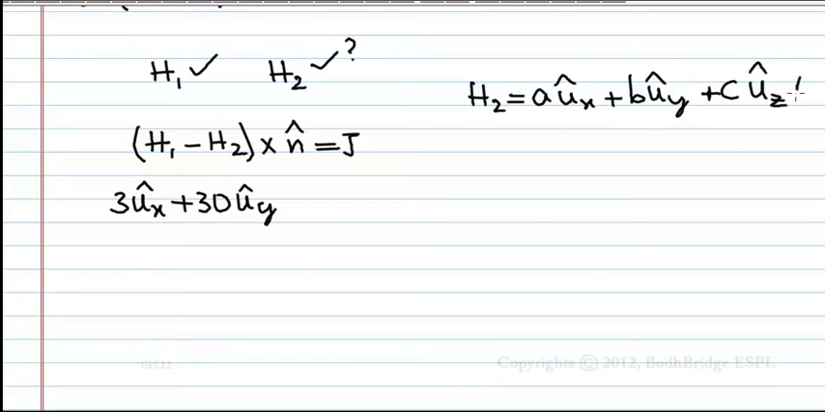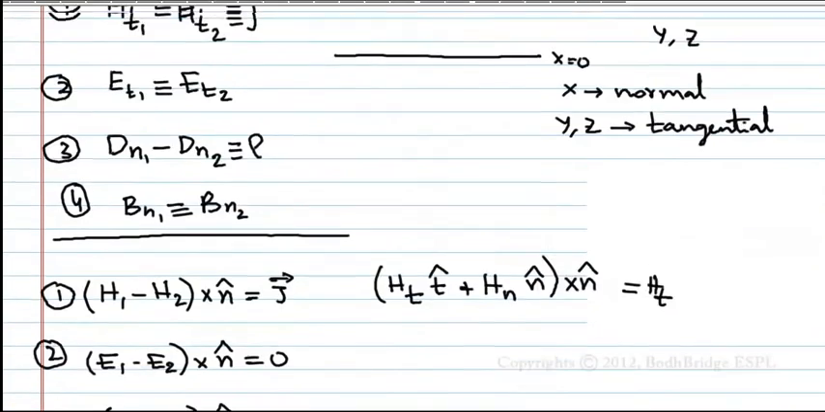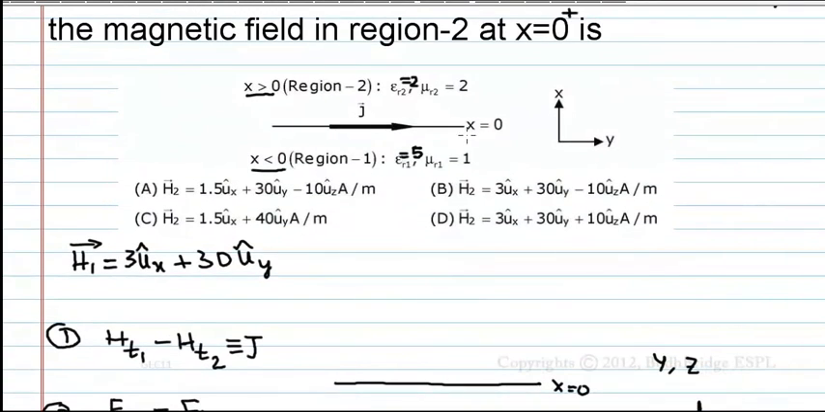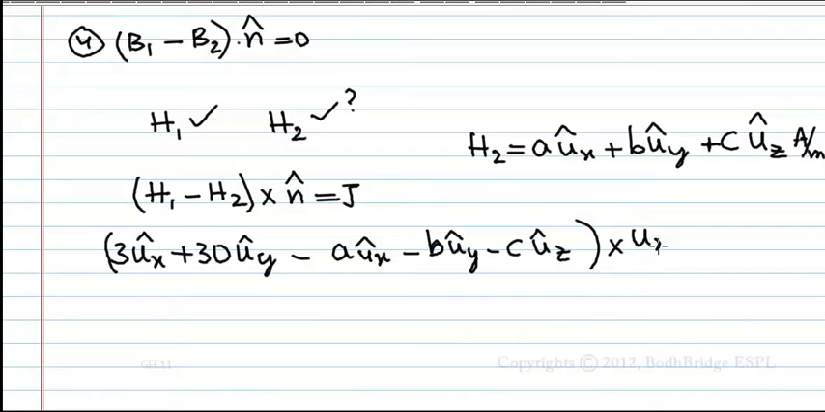The units are ampere per meter, obvious. Minus a ux minus b uy minus c uz, cross n cap. What is n cap here? How do you find the normal component? The normal component is found by looking at the surface. Here x equal to 0, therefore the normal component is nothing but x. Therefore, it is cross ux cap is equal to 0. Fine.